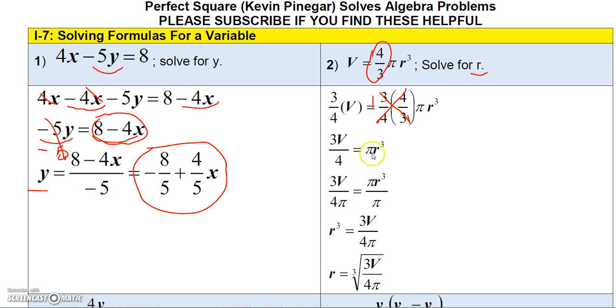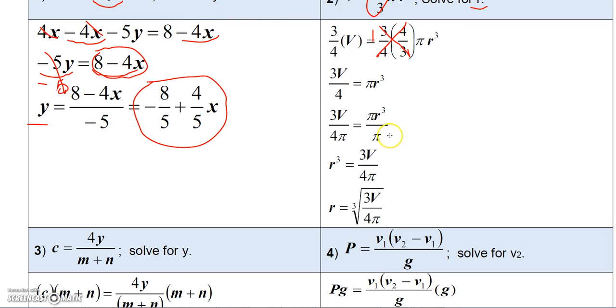Alright, now I need to isolate the r cubed, because remember I'm solving for r. So let's get the pi away from here. Now since this is pi times r cubed, what I could do is divide both sides by pi. So I'm going to divide on the right hand side by pi, and then the pi's will cancel, and that'll just give me r cubed.